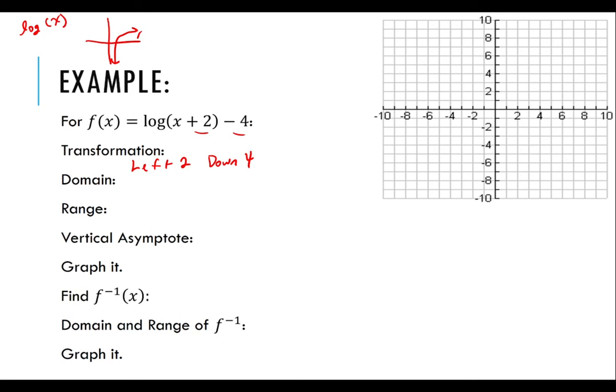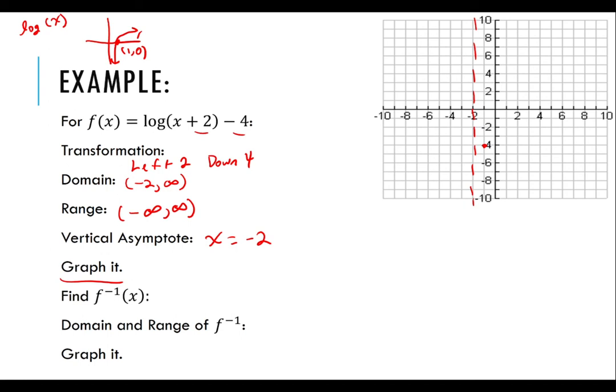Since it goes left 2, we now know our vertical asymptote is x is equal to negative 2, which then tells us that we know the domain. The domain is going to go from negative 2 up to infinity, and our range is going to be, of course, all real numbers. Well, then if I want to graph this thing, if we're just concerned about a quick sketch, we know that we have this vertical asymptote at x equals negative 2. The original point that would originally have been on the parent function at (1, 0) is now shifted left 2 and down 4. So left 2, down 4. So we know that we have this point right here.